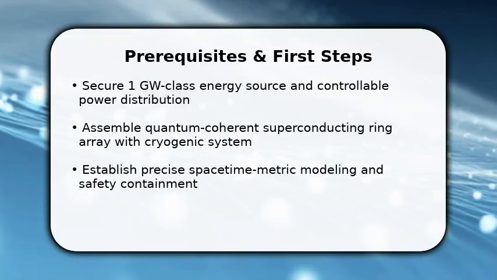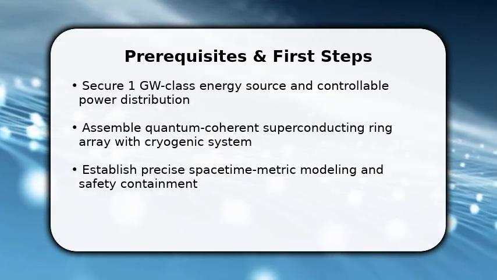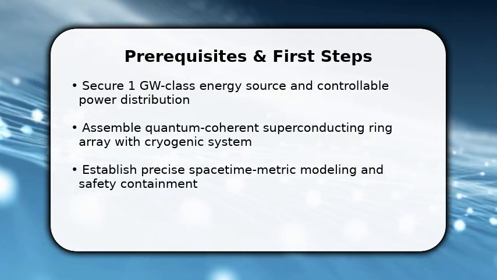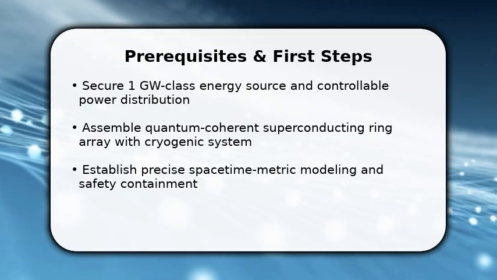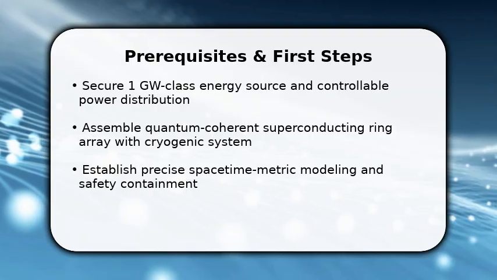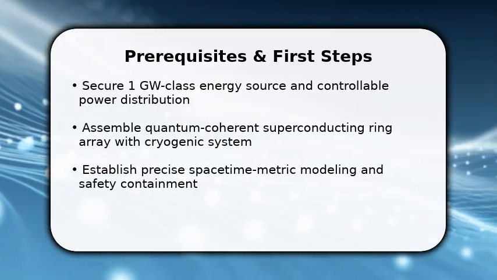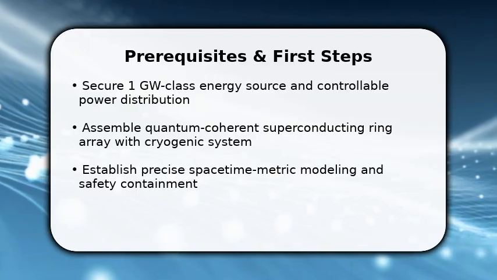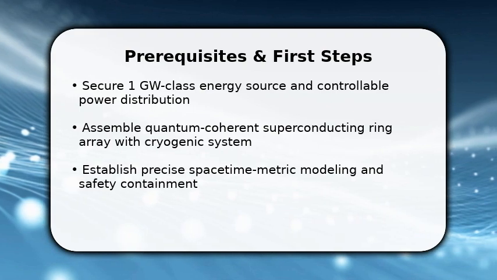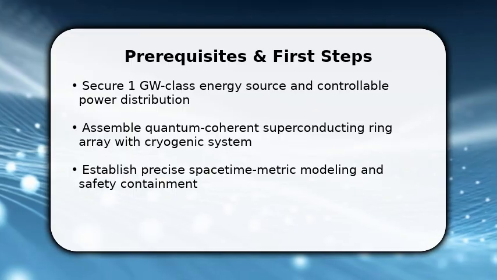You begin by gathering the non-negotiables: a gigawatt-class power backend, superconducting quantum-coherent rings, and a cryogenic hold at millikelvin temperatures. Once those systems are online, you calibrate the ring array to support macroscopic quantum phase coherence and connect it to precision power modulation. Make sure to run spacetime metric simulations in parallel to predict stress points. Don't delay. Initialize control loops that translate simulated trajectories into actuator commands while continuously monitoring for decoherence.